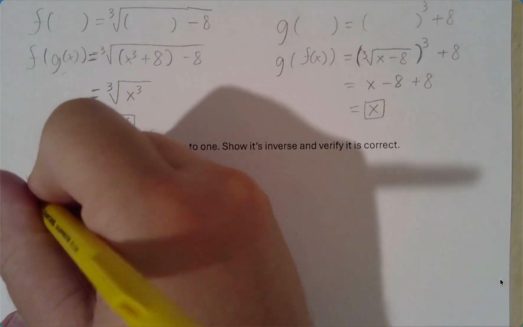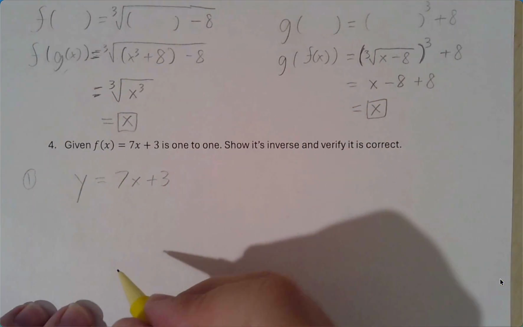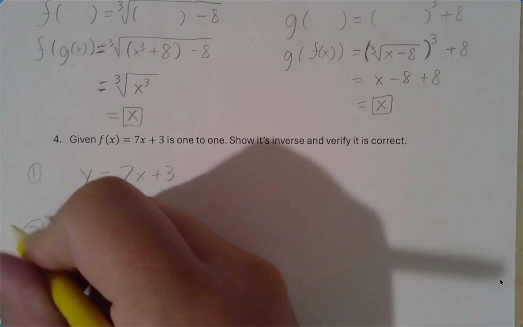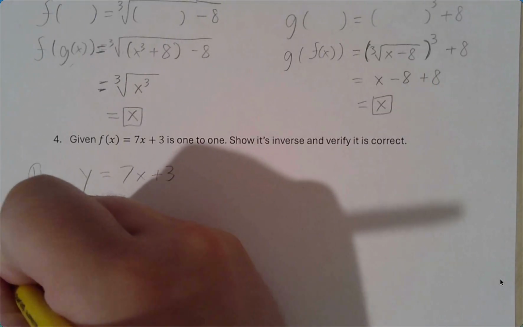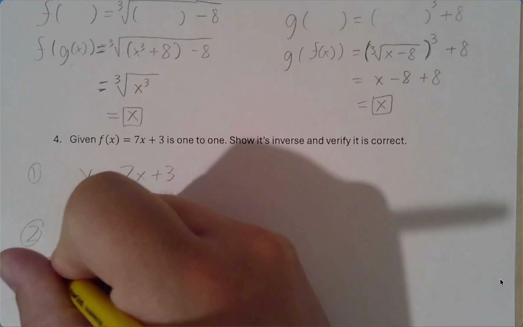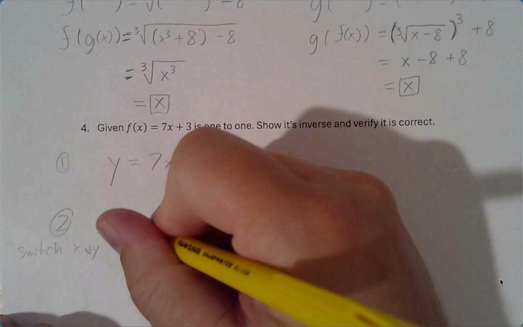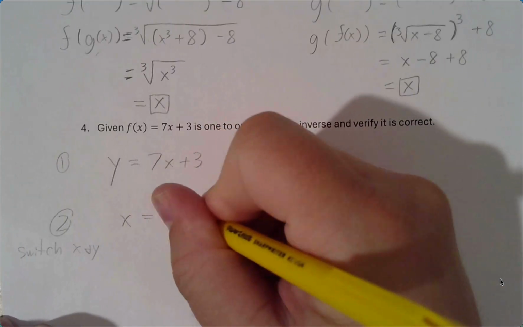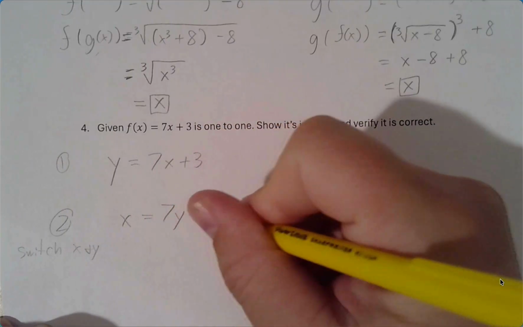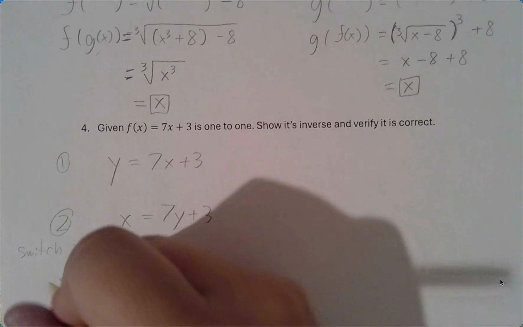Now watch this, all right? That's step one. Just write it as y. Here's step two, and this is the big one. Switch x and y. Now when you switch x and y, you now have x equals 7y plus 3.